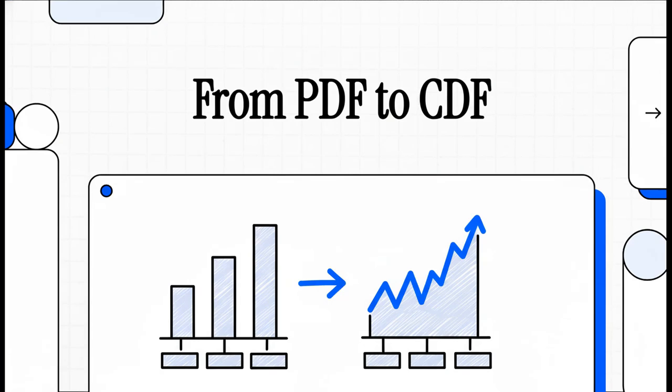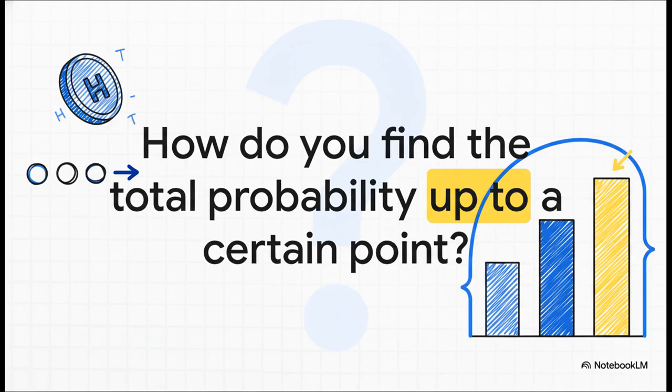Welcome to the Explainer. Today we're going to tackle a really core concept in probability: how to turn a simple list of chances, a PDF, into something way more powerful, a cumulative distribution function, or CDF. And trust me, we're going to make this super simple. Okay, let's just dive right in.